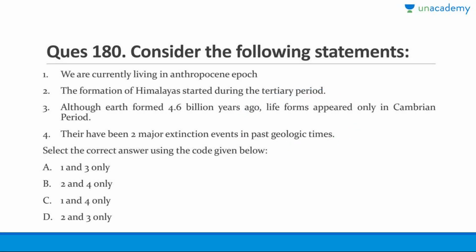And the last question for this lesson. Consider the following statements. We are currently living in the Anthropocene epoch. Anthropocene is basically an informal word, so it is not an official term. This is wrong. The formation of the Himalayas started during the tertiary period. This is correct. Although Earth formed 4.6 billion years ago, life appeared only in the Cambrian period. No, this is also wrong. There have been two major extinction events in past geological time. This is correct. So the answer is B, 2, 4.